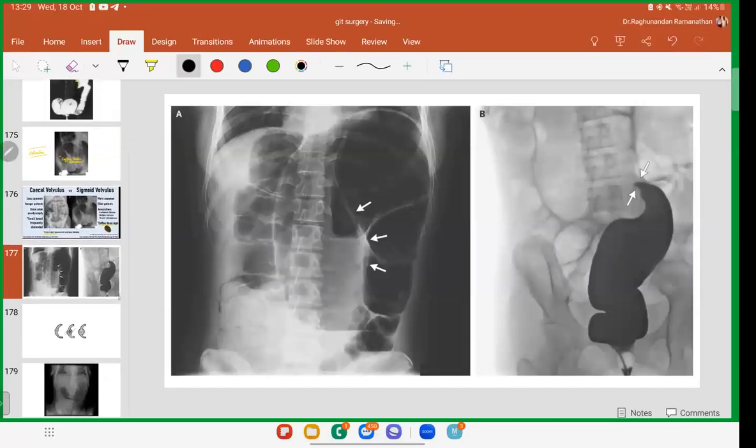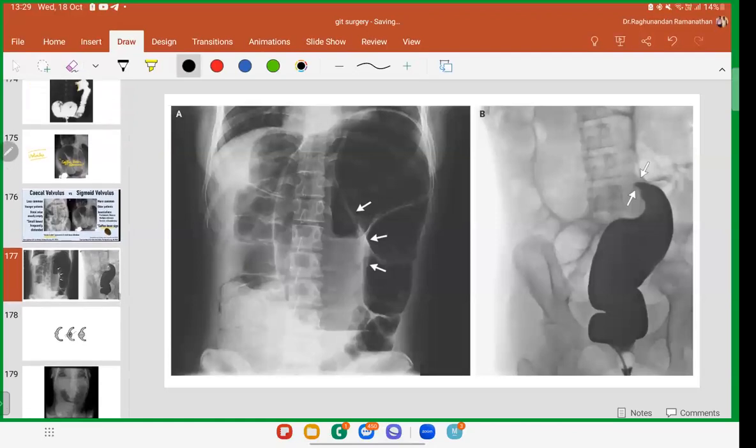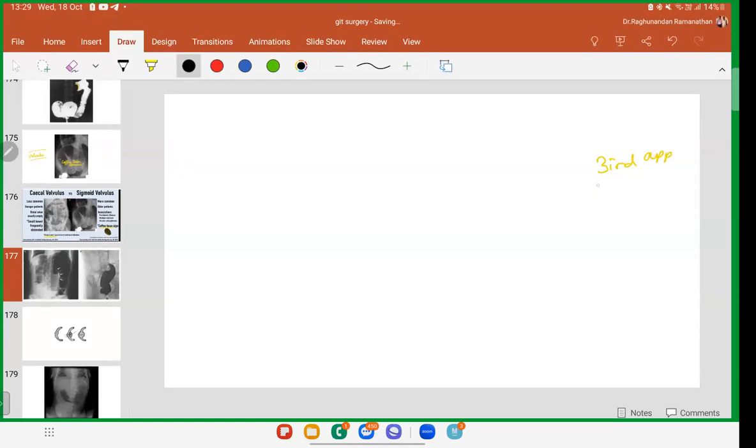Then what you're going to move towards, you're going to talk about. Okay, so next, what is this? Can someone tell me? Yes, bird beak appearance.